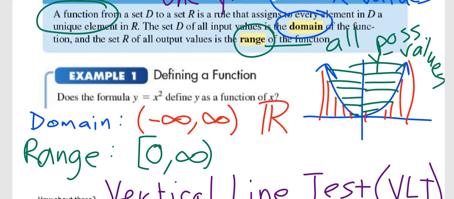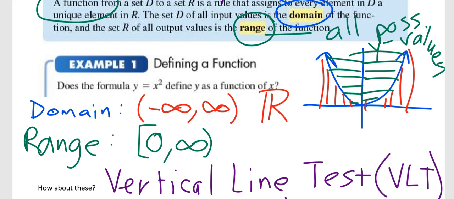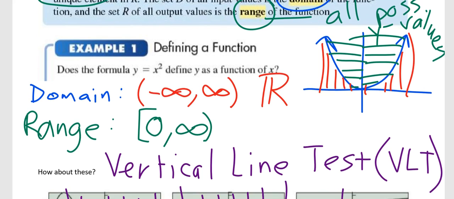The range would be if you push the entire graph towards the y-axis. That's what all those green lines are. If you push all those points to the y-axis, you would get from 0 on up. That's the range. It would include 0 because it does touch 0. It goes straight up from there. So that's the possible y's.